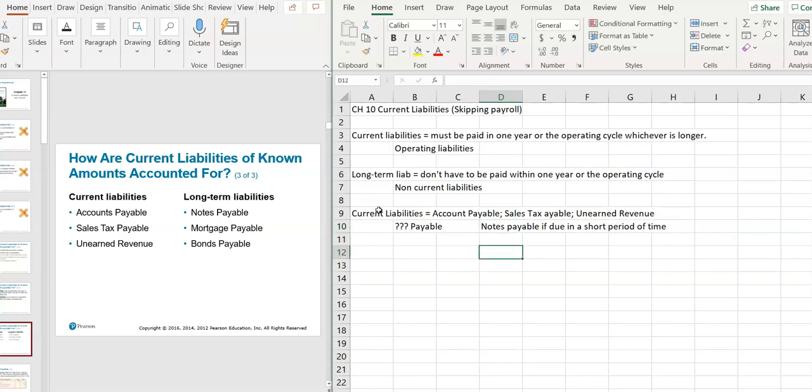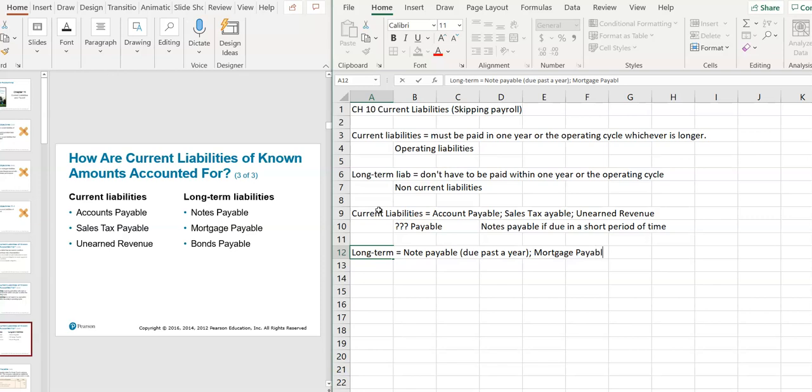All right, notes payable can be long-term or short-term, long-term or current. Long-term liabilities tend to have notes payable that are due past a year. A mortgage payable, which is like your house payment, kind of. Bonds payable, which is a way of borrowing a whole lot of money. And we don't do all these, we did those in another chapter. Okay, we're focusing just on current liabilities in this chapter.